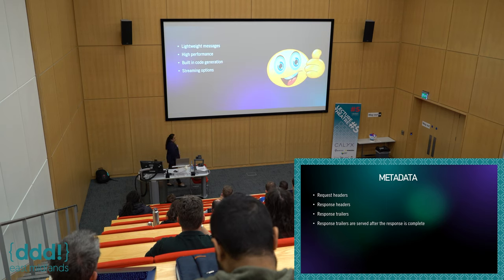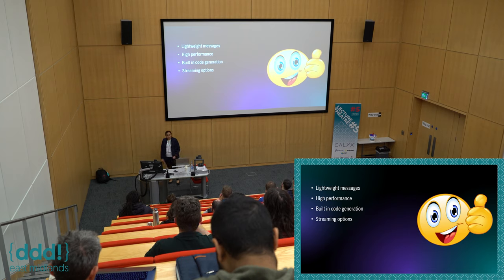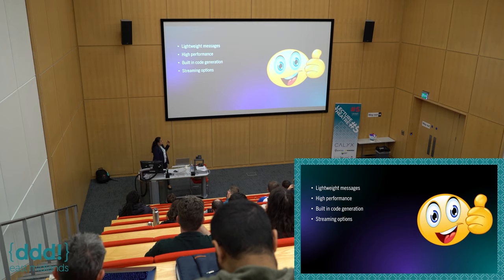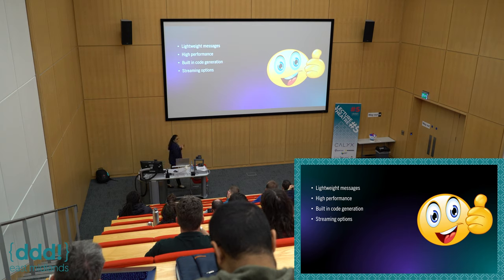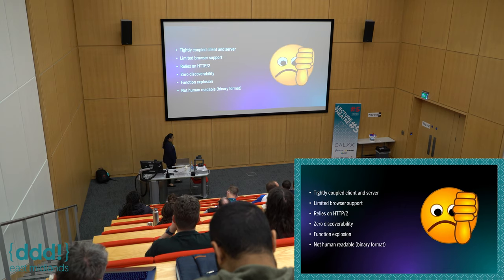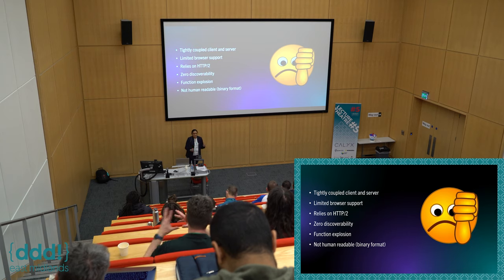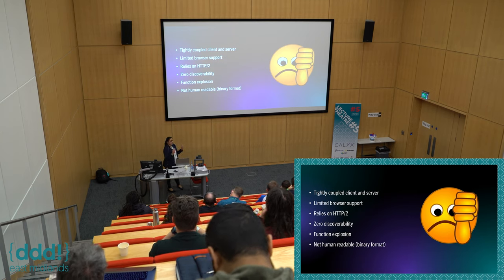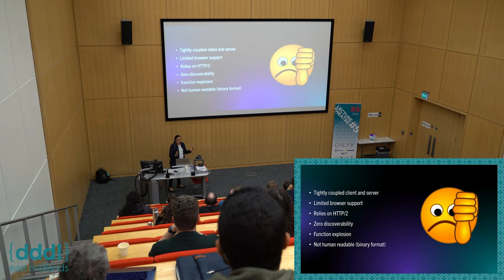Now, for some advantages and disadvantages, where does gRPC win? With its lightweight messages, because it's binary formatting, the messages are very low in their size. It's highly performant. There's built-in code generation. And of course, I'm a .NET developer, so I'd like to talk from a .NET perspective. There's built-in support. And of course, we can make use of the streaming options, which is quite a feature of gRPC at the moment. And where it kind of lacks is the tight coupling between the client and the server. There's a client stub and the service stub, and it is all tightly coupled together. If you actually see a client program written for a gRPC service, you can see the client coupling. If anything happens on the server, the client has to be updated as well, otherwise it won't work.